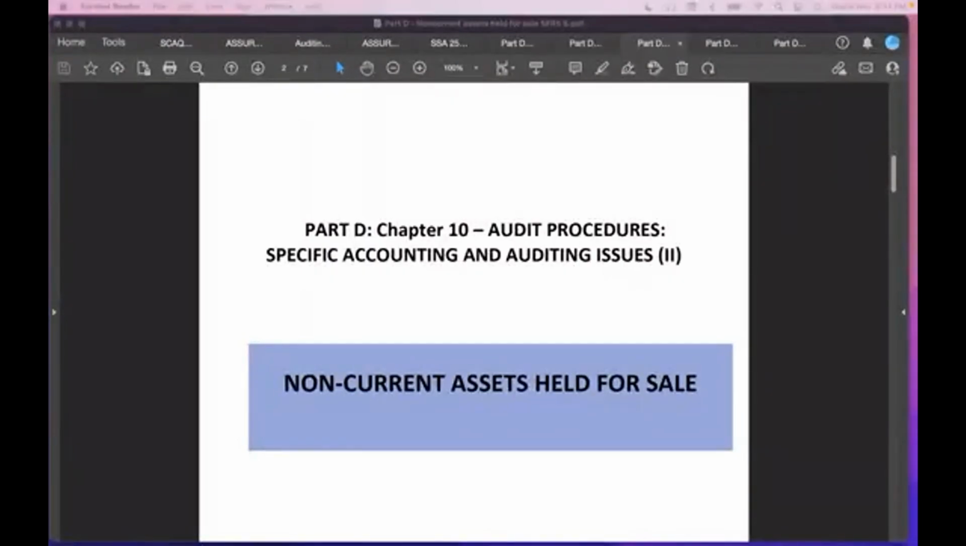Today we are going to cover this topic on non-current asset held for sale. This originated from SFRS International 5. This original standard actually covered both segments, this and another segment called discontinued operations. But for this session, we're just going to cover non-current asset held for sale.